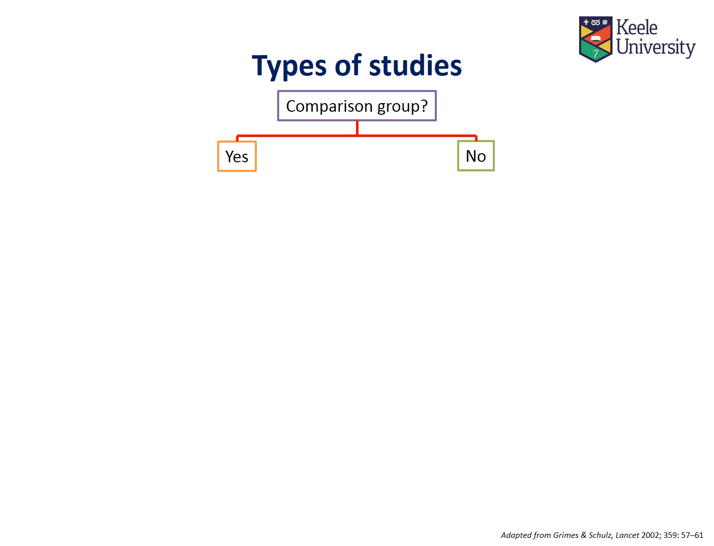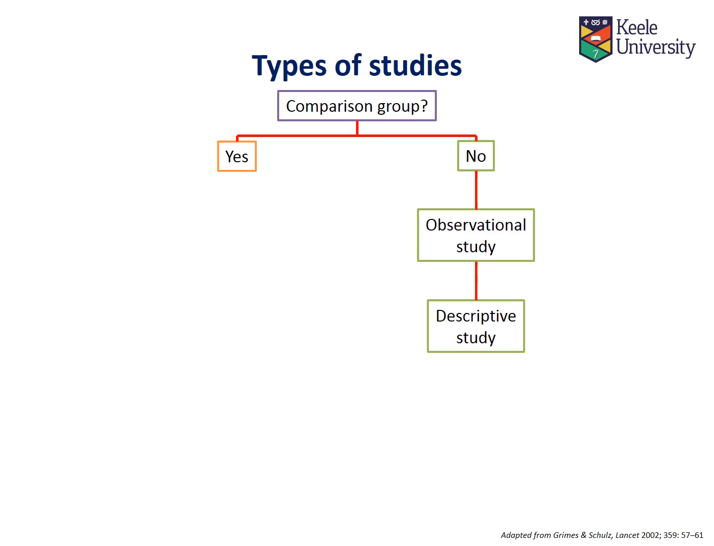Got a sort of general overview of the types of studies. The key issue is whether the study has a comparison group or just one single group. If there isn't a comparison group, then we call the study an observational study or descriptive study. And there are three types.